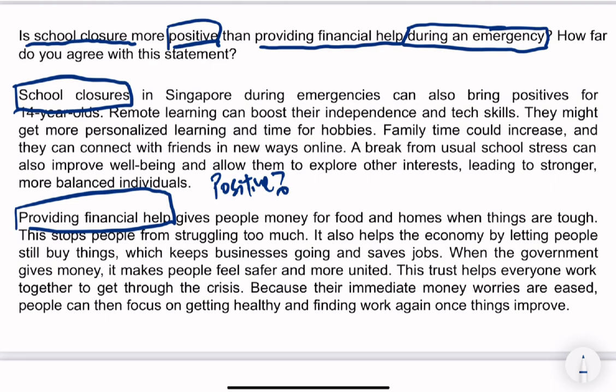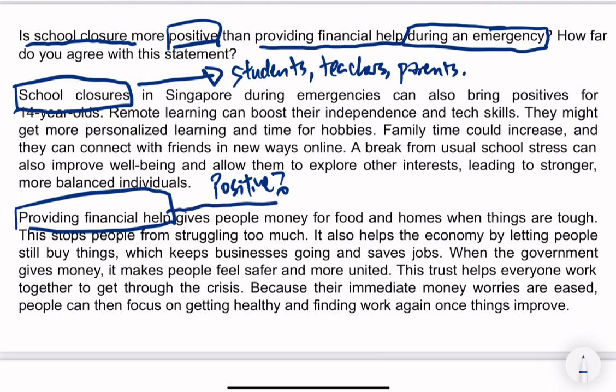So what I will do, I will take a look at these 2: school closures, and providing financial help. We are going to assume it's from the government here. So I would look at it in terms of the extent of the impact, for example. School closures, who will it affect? It will affect students, teachers, and perhaps parents. So it will affect this group of people.